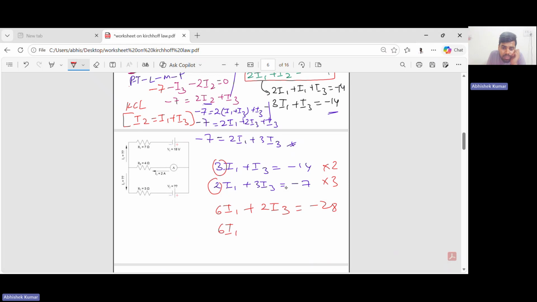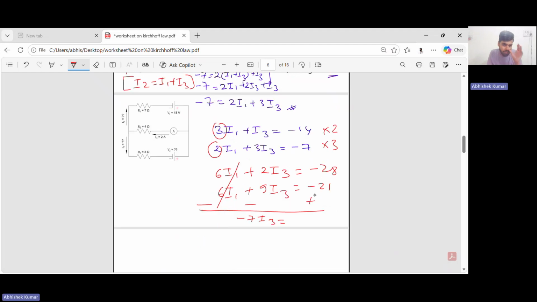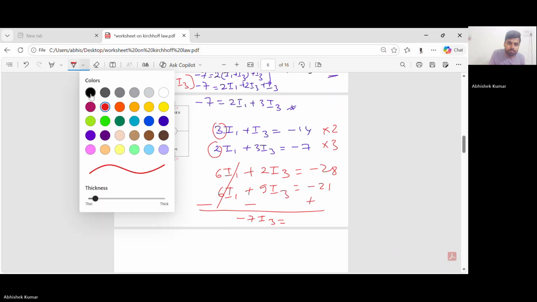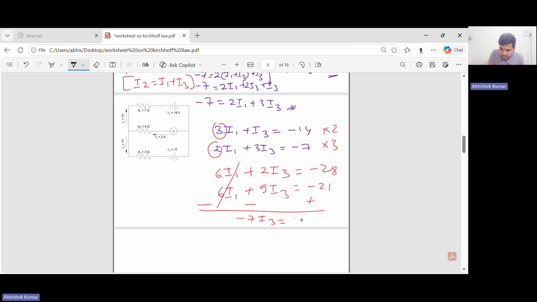Now, if you solve here, how much will you get? 6I1 plus 9I3 is equal to minus 21. Now, minus of plus becomes minus, sorry, minus becomes plus. This part cancels out. So what you got from here is minus 7I3. If you solve this, how much will come? Just tell me. If you solve, minus 7 will come. So from here, how much did I3 come? I3 is 1.